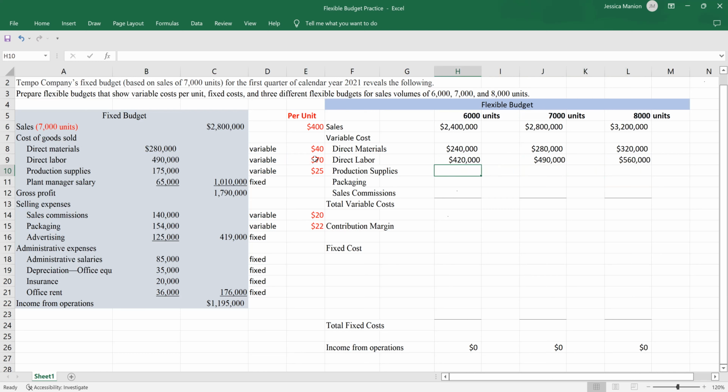All right, production supplies. Again, we broke down our production supplies. They're 25 per unit. So equals our 6,000 units times $25 per unit. They'd be 150,000 at 6,000 units. 7,000 units times our $25 per unit, 175,000 for 7,000 units. 8,000 units, again, we take our 8,000 times our production supply cost per unit. At that level of activity, production supplies would be 200,000.